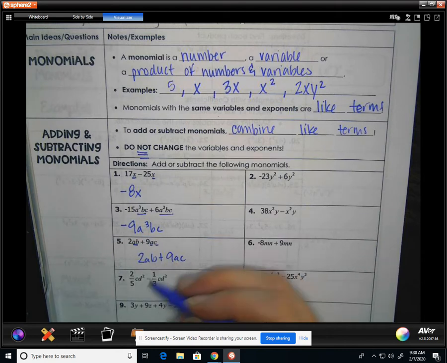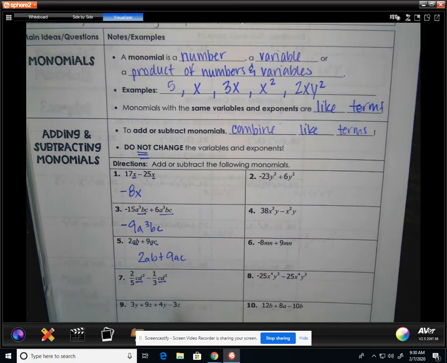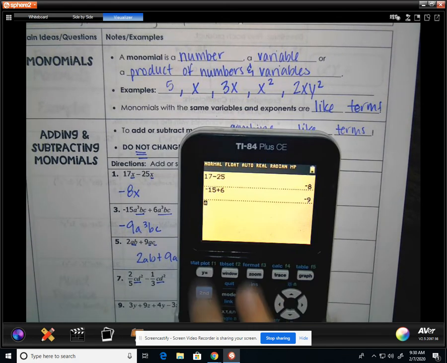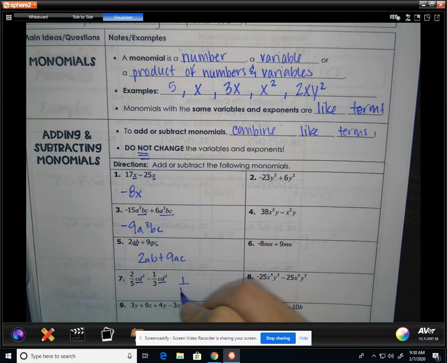All right, so number 7, I have 2/5 cd squared minus 1/3 cd squared. So cd squared and cd squared match. So we're going to do 2/5 minus 1/3, and that gives me 1/15. And I just keep cd squared. That does not change.